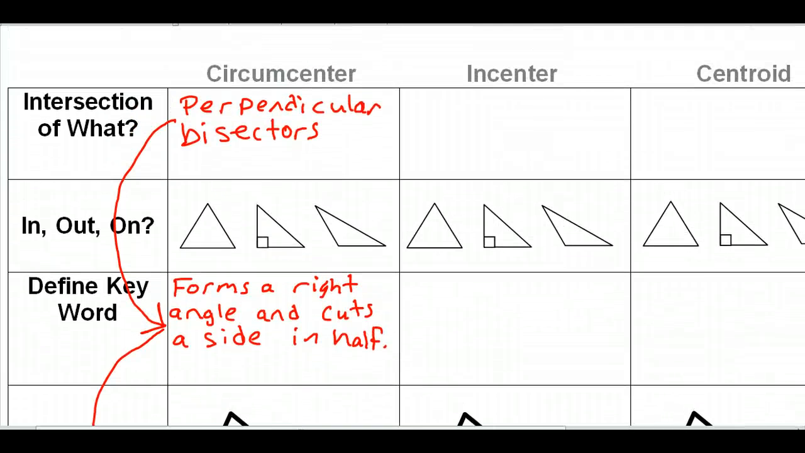All right. So one more thing. Let's go back and talk about what I mean by in, out, and on. There's an app in here somewhere.